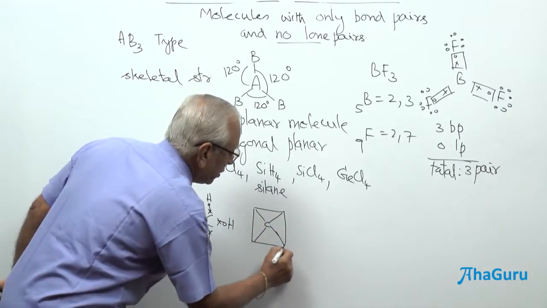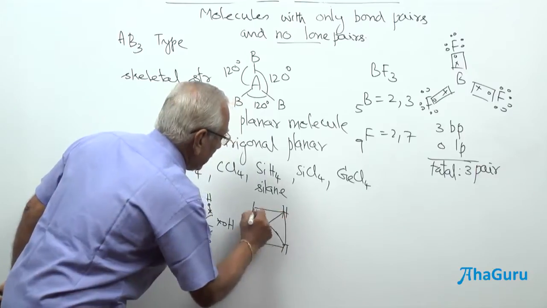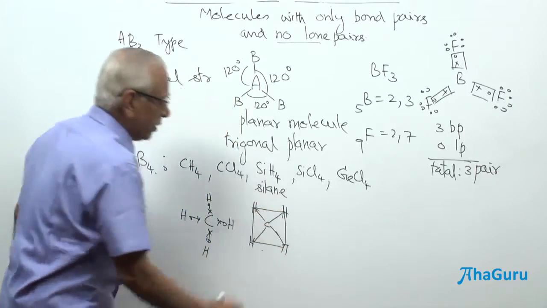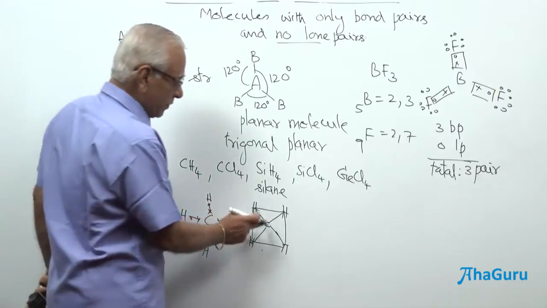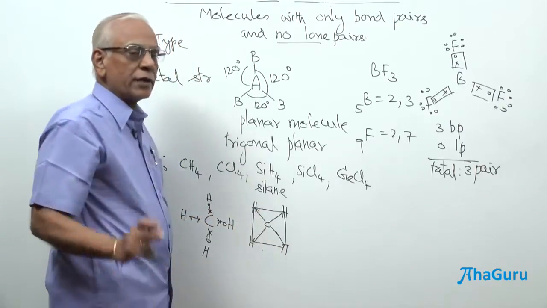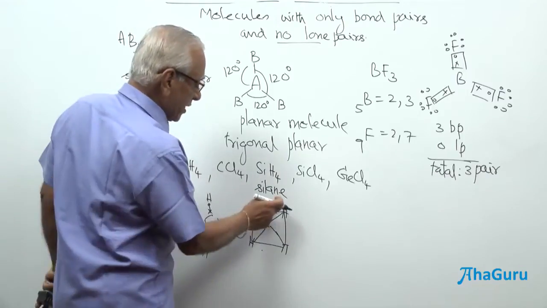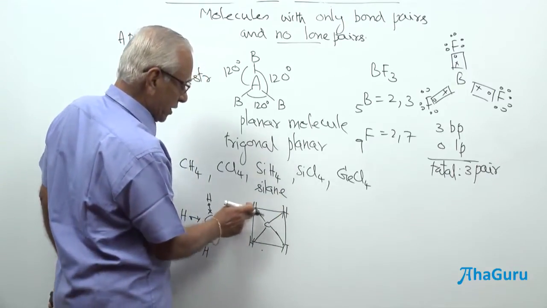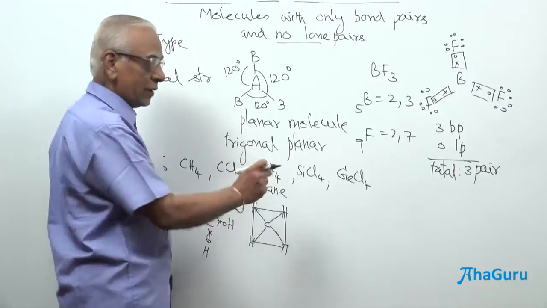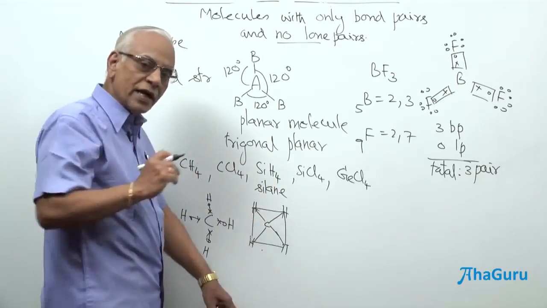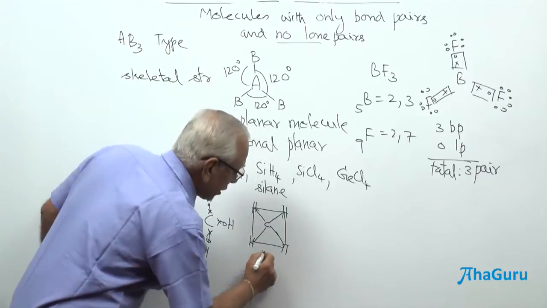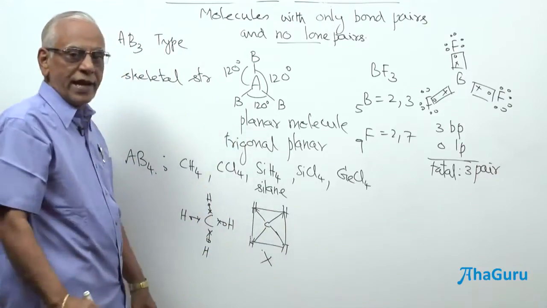Square planar, hydrogen here, hydrogen here, hydrogen here. Could this be a possible structure? No. Why? Because the distance between any 2 hydrogen atoms should be the same. The distance between two adjacent atoms are the same, but the distance between the diagonally opposite hydrogen atoms is different here. All the bond angles should be identical. Now, this is not the structure of methane.